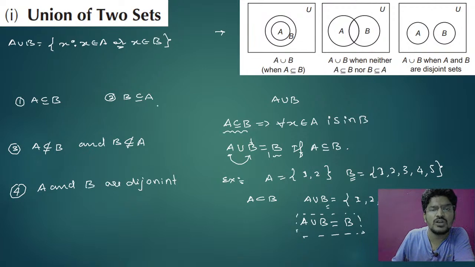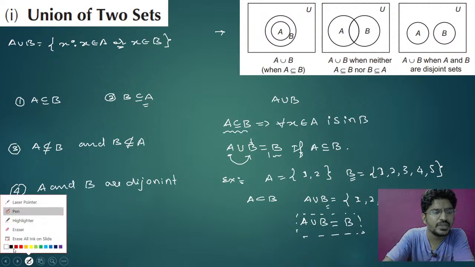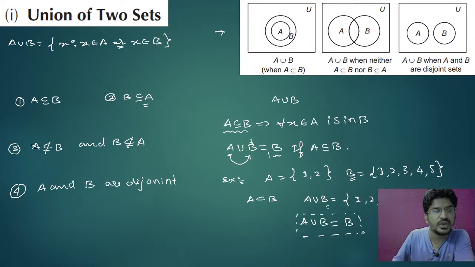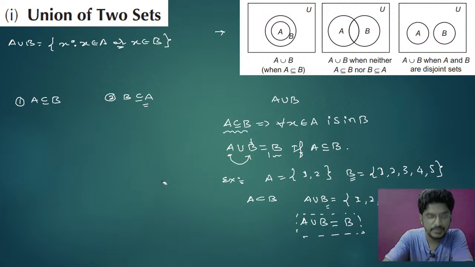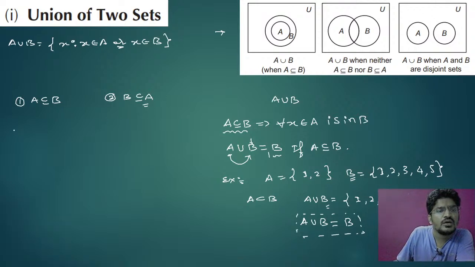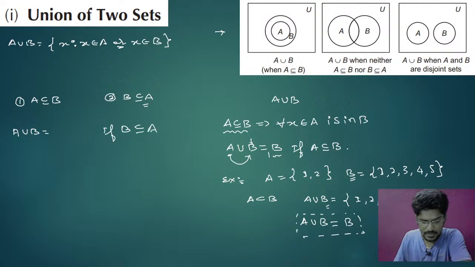Okay. So now what about the second one? You just see what happens if B is a subset of A. Quickly tell me. What is A union B equal to if B is a subset of A?